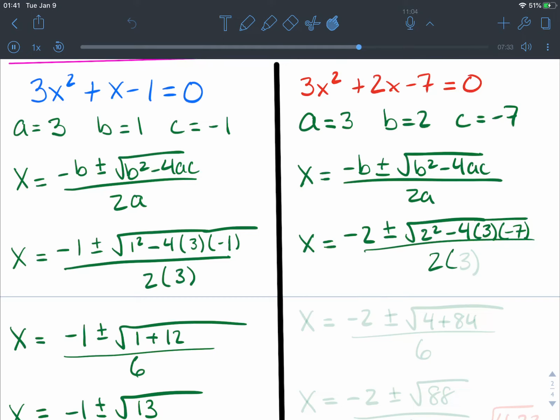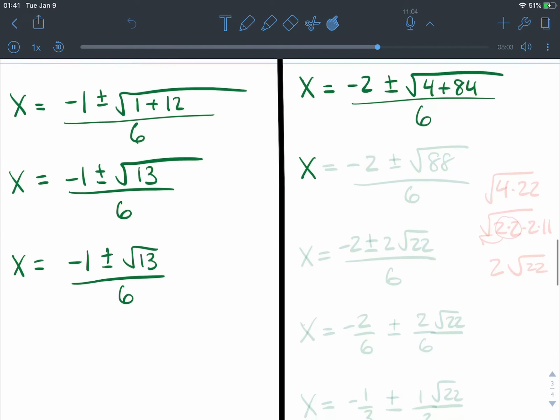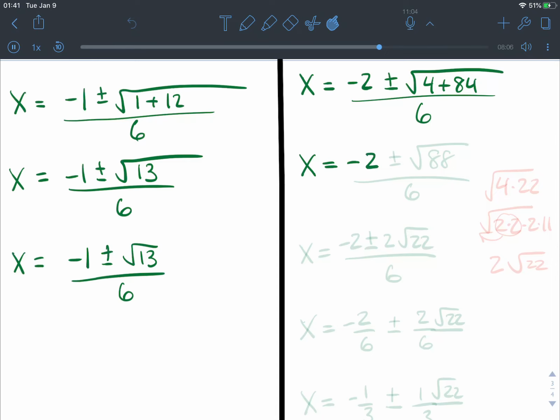all over 2a. So as we continue, -2 stays the same, 2 squared is 4, and then again we have two negatives. A negative times a negative is a positive. 4 times 3 is going to give us 12, and 12 times 7, if you have your calculator, it's going to give you, was that 84? And 2 times 3 is 6. So here is something interesting. 4 plus 84 is going to give us 88, and we're going to divide it by 6.